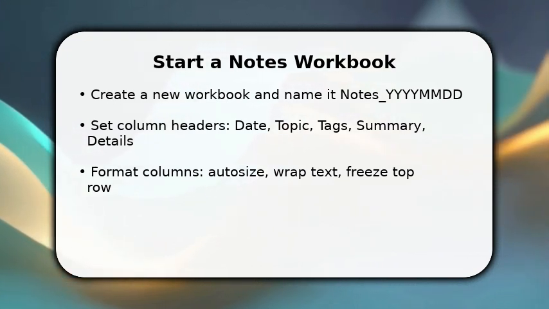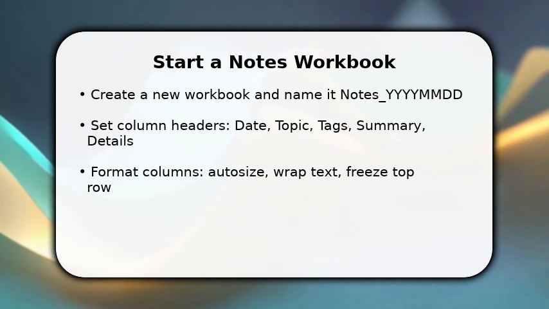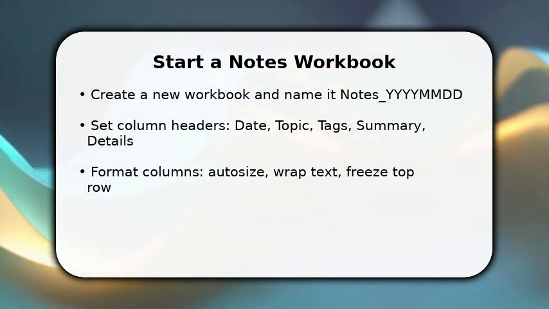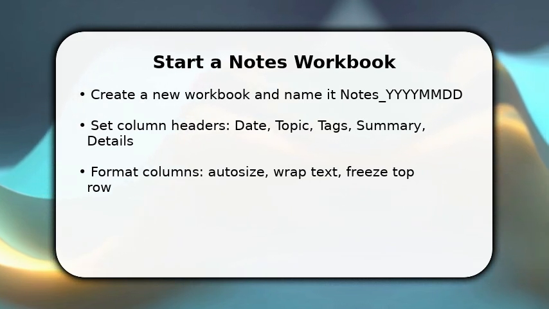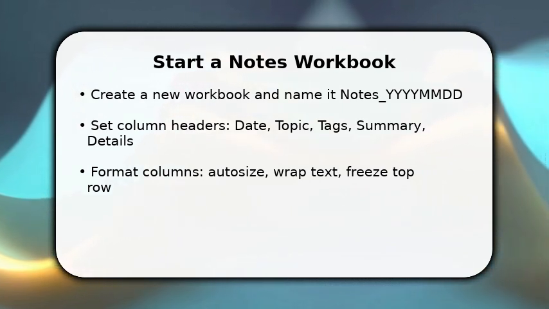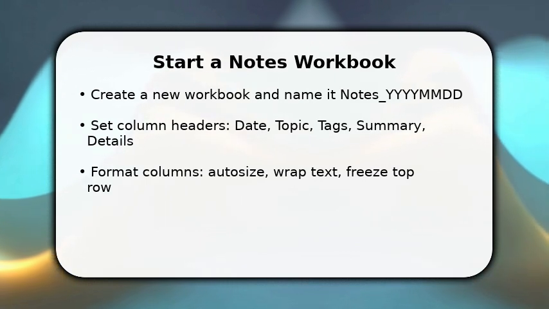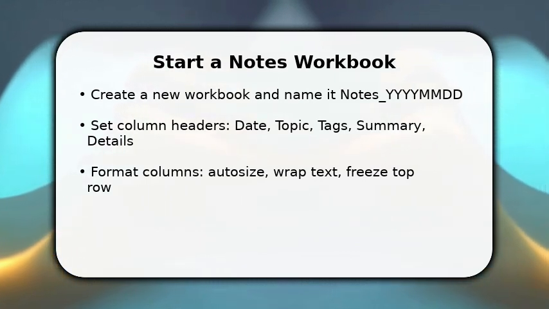Once done, format columns to auto-size and enable wrap text so long notes remain readable. Freeze the top row to keep headers visible as you scroll. These steps let you capture context quickly and search later without losing track of where key information lives.